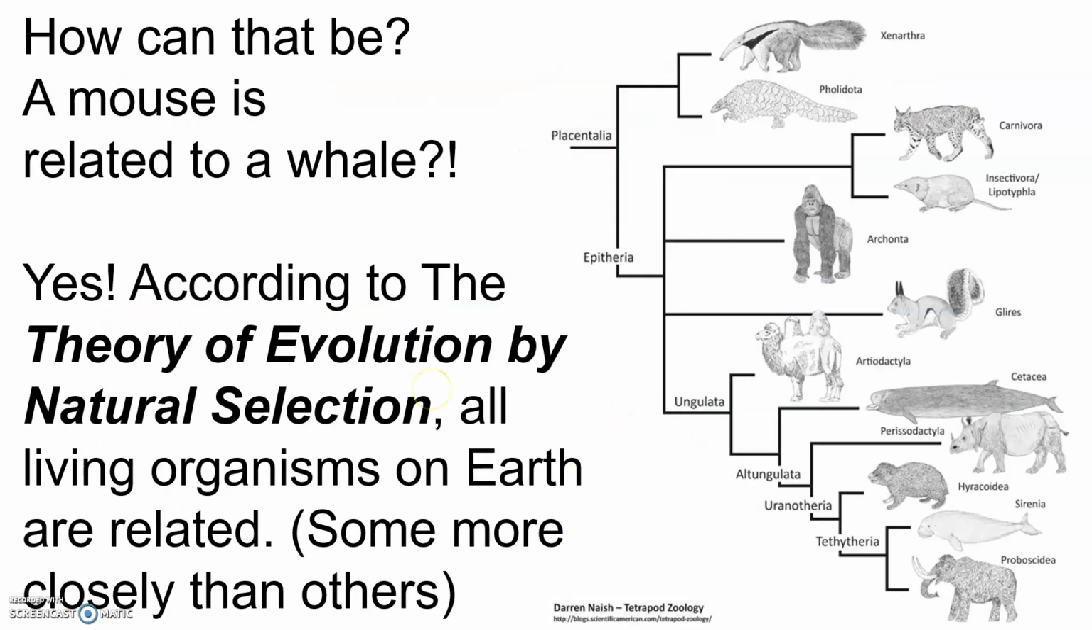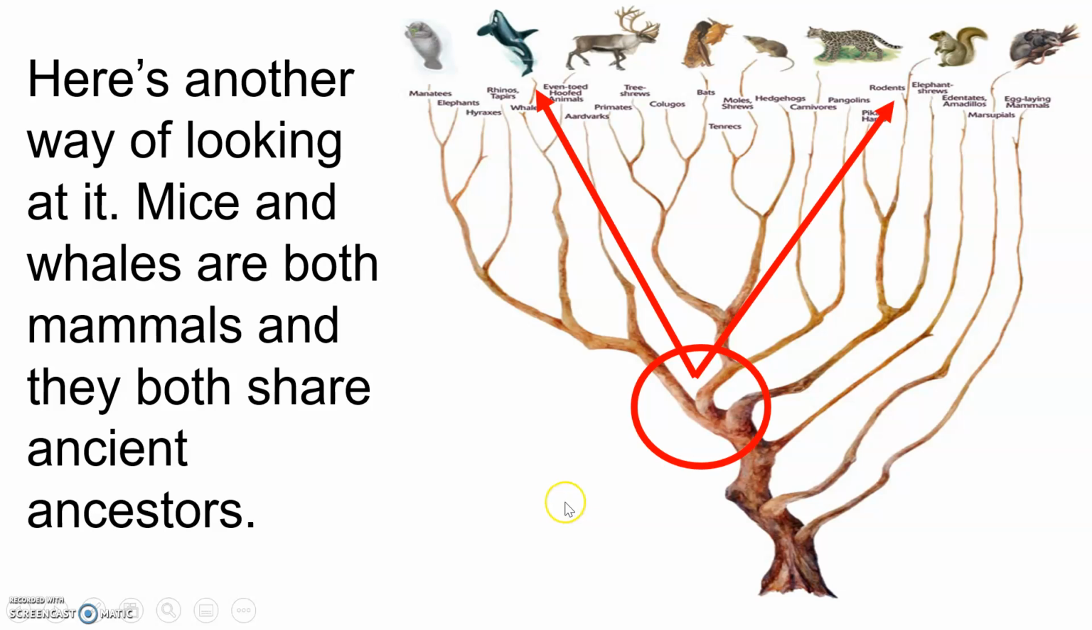Now, how can that be? A mouse shares 90% of its DNA with a whale? Well, yeah, actually, according to the theory of evolution by natural selection, all living organisms on Earth are related. Some are closely related, some not so much. Let's look at it from another point of view. These are all mammals, right? And you can see here that the whale branch of the mammal family tree and then the rodent branch, if you go back in time, they do share ancient common ancestors.